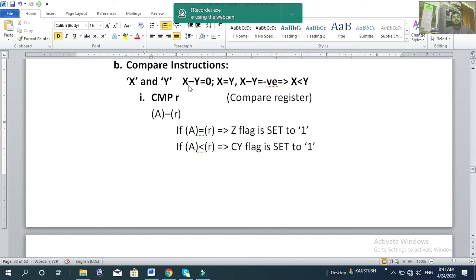So CMP R, which is compare specified register R. What operation is performed? As I mentioned, it is subtraction. The content of the specified register R is subtracted from the content of the accumulator and accordingly the status flags are set according to the results of the subtraction, but the result is discarded. That means the content of the accumulator remains unchanged. That means the result does not go to the accumulator.